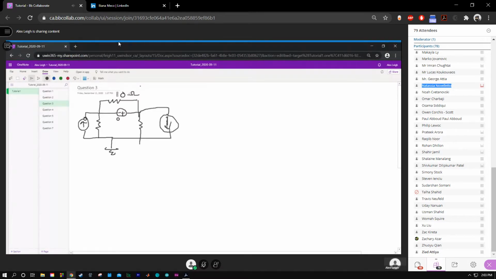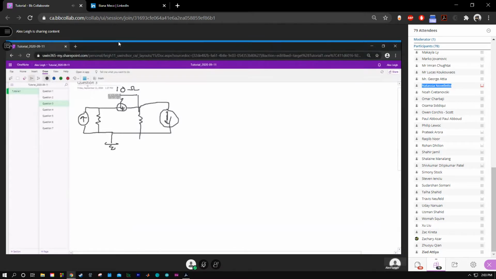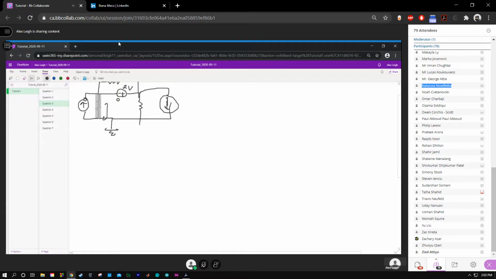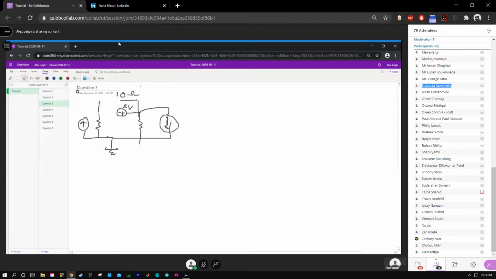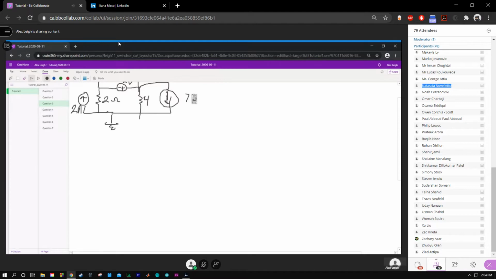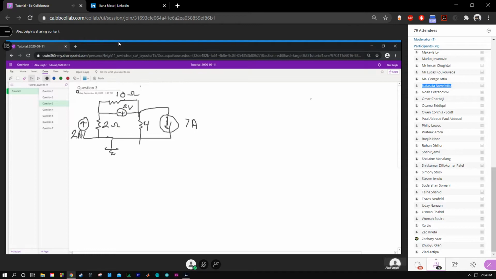10 ohms there. This here is a 2-volt source. This is 2 volts as well. And then this one here is 4 ohms. We have 7 amps in the independent source there, 2 amps, and a connection there. Okay, so with this one here, we have V1 and V2 at these nodes right here.